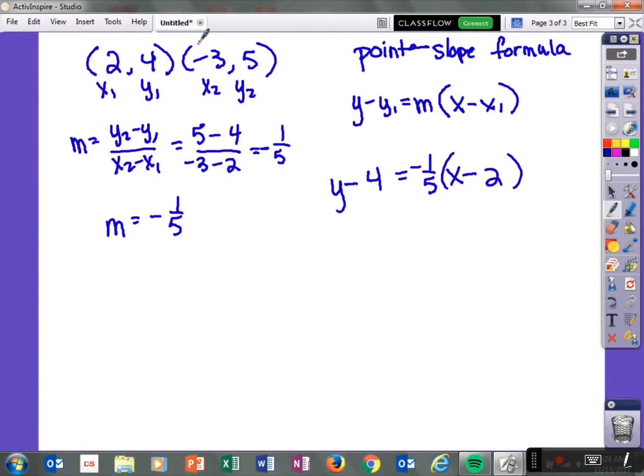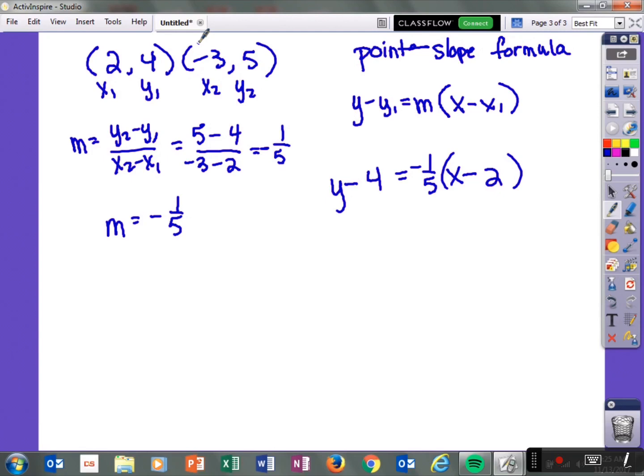Now, is this in slope-intercept form? No. What form is it in? It's in point slope. How do we get something in slope-intercept form? What has to be by itself? The y has to be by itself, okay? And in slope-intercept form, are there any parentheses? No, there are not any parentheses. So first thing we're going to do is we're going to get rid of the parentheses. How are we going to get rid of those parentheses?